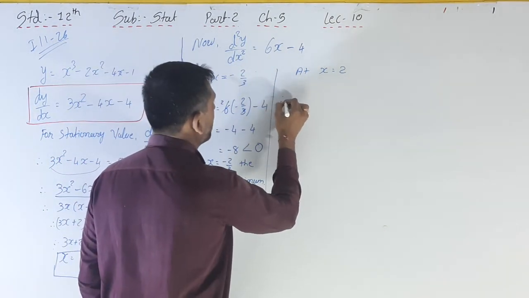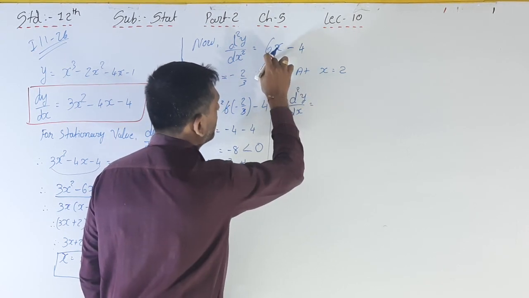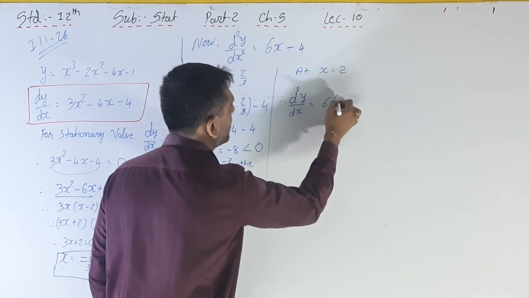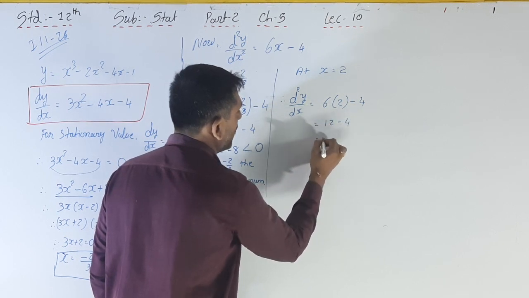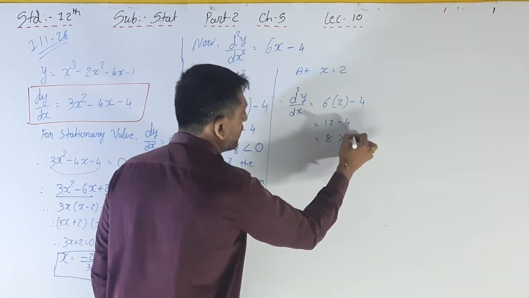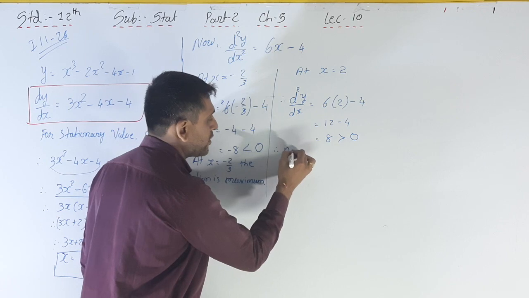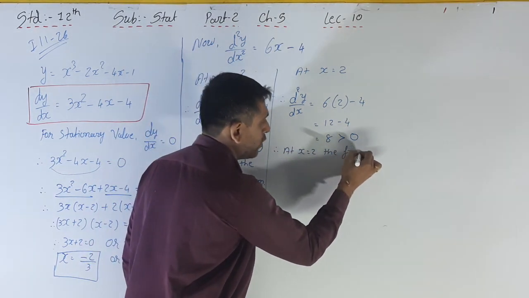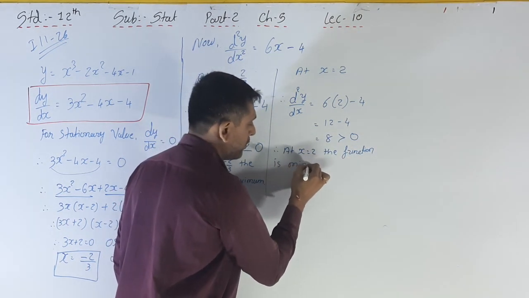And for d square y by dx square, we put x equal to 2: that is 6 into 2 minus 4, that is 12 minus 4, that is 8, which is greater than 0, a positive answer. So we can write that, therefore at x equal to 2, the function is minimum.